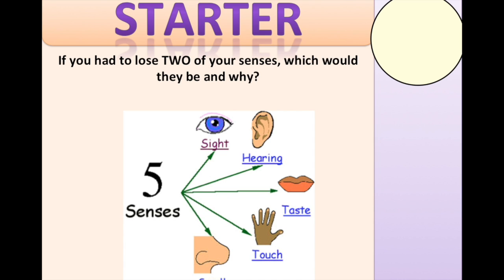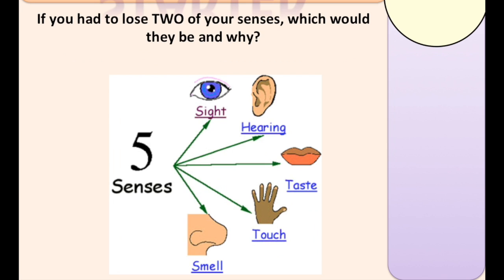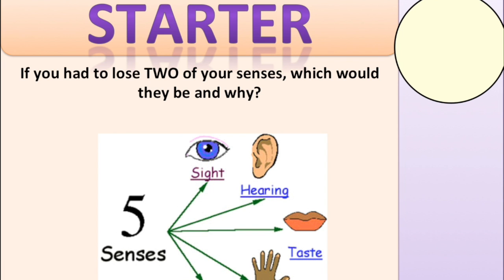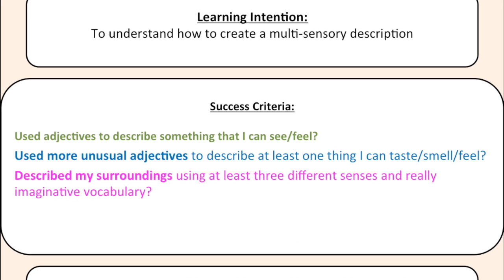So if you were to lose one of your senses, which one would you be happier losing? Sight, hearing, taste, touch or smell. Basically, they're all really important and help us to create a picture of the world. If you write using these senses, you'll get a higher grade. So we want you to try and use more unusual adjectives to describe your surroundings.